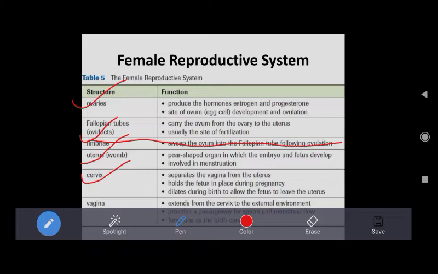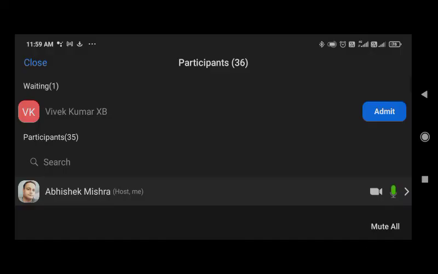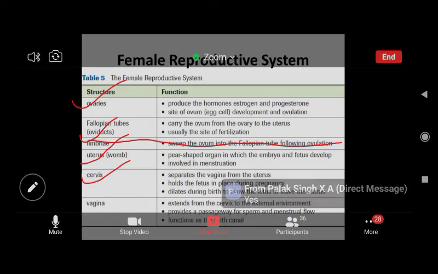Is it clear to all? The function of the different parts of the female reproductive system?